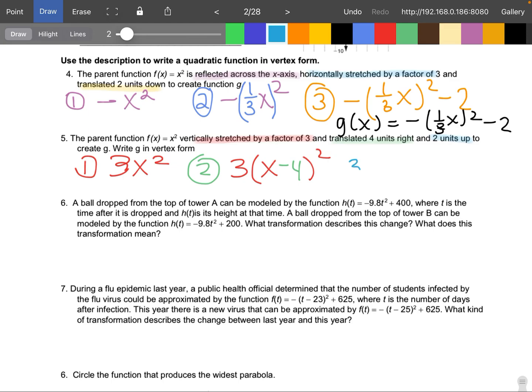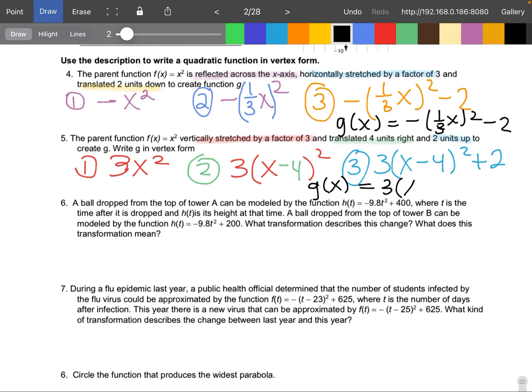Lastly, my third step is to go 2 up. Well, 2 up is vertical, so again, you just do as is on the outside of parentheses. So carrying what I have through, I have 3 parentheses x minus 4 squared. And lastly, they want me to go up 2, so I just do plus 2. Again, it wants me to call it g, so g of x equals 3 parentheses x minus 4 squared plus 2. It wants you to write it in vertex form, which is what this is. You'll learn about what that is a little bit later.